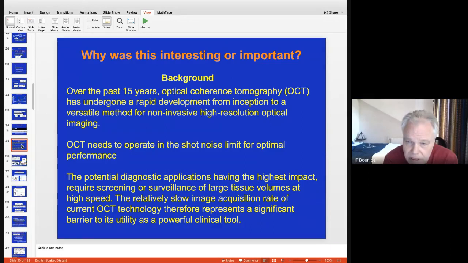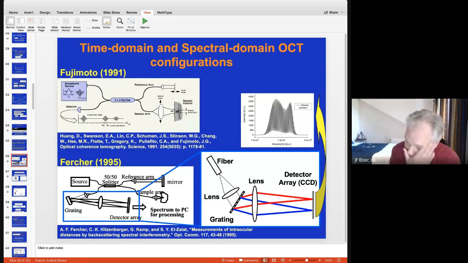So over the past 15 years, optical coherence tomography has undergone a rapid development from inception to a versatile method for non-invasive high-resolution optical imaging. OCT needs to operate in a shot noise limit, and the potential diagnostic applications having the highest impact require screening or surveillance of large tissue volumes at high speed. So the relatively low image acquisition speed of about 20 years ago was really preventing the technology from making a breakthrough into, for instance, imaging of coronary arteries or of Barrett's esophagus or of the lungs. All kind of applications where you want to do it very quickly.